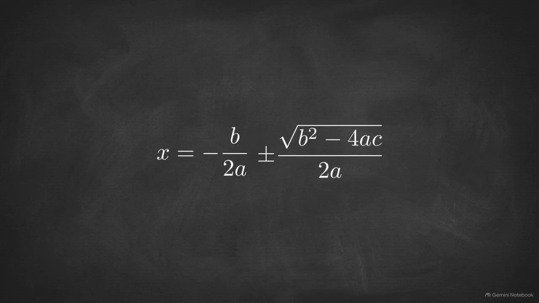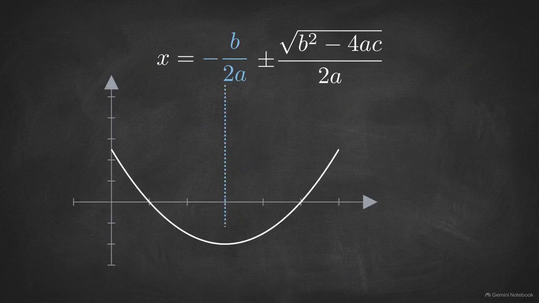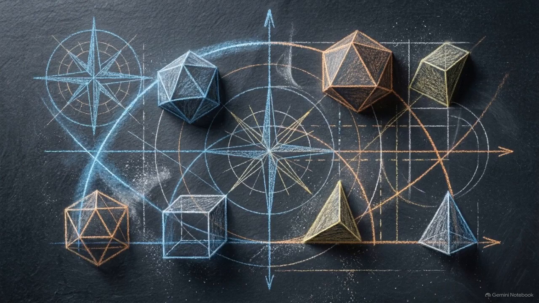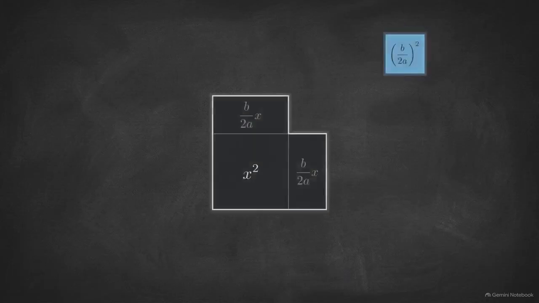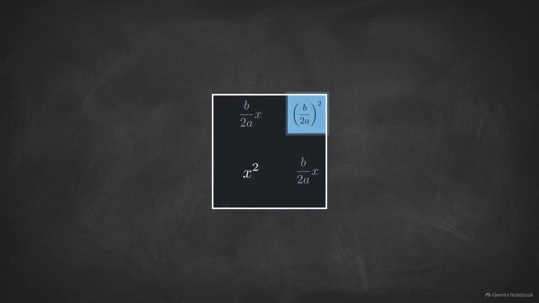The blue term, negative b over 2a, maps the parabola's precise center axis. The orange term, the plus or minus square root condition, calculates the exact distance from that center to the x-axis intersections. To understand exactly how this geometric map is built, we have to trace the math back to its source, the algorithm known as completing the square.